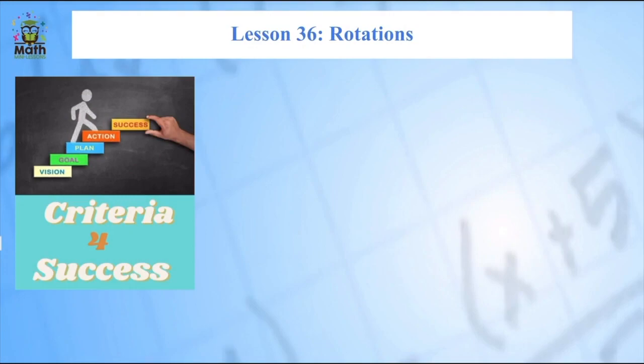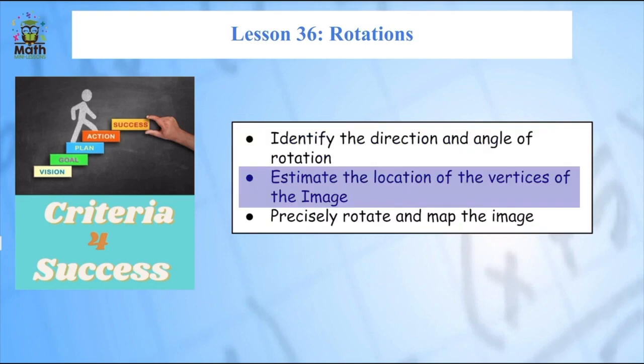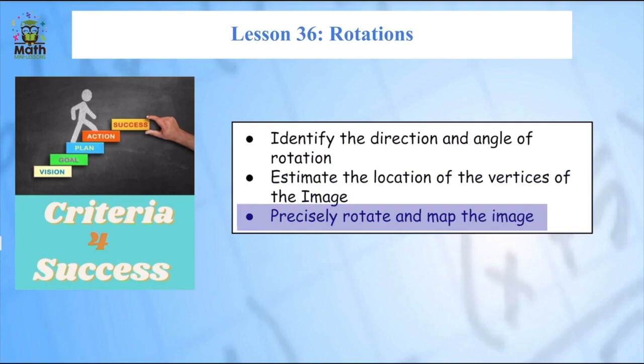There are 3 things I want you to look out for today during the lesson model. Watch how we can identify the direction and angle of rotation, how we can estimate the location of vertices in the image, and how we precisely rotate and map the image.